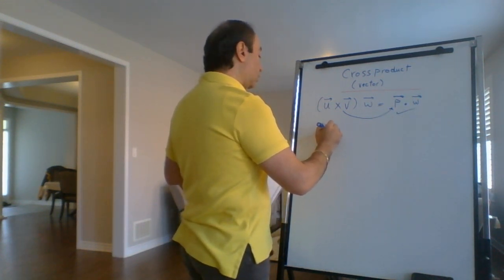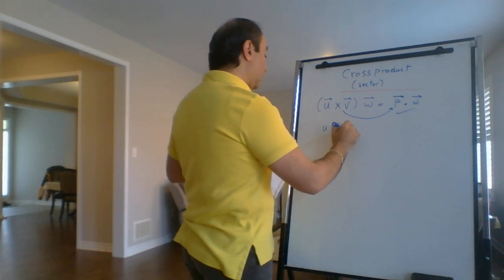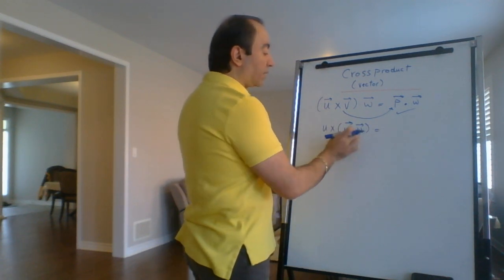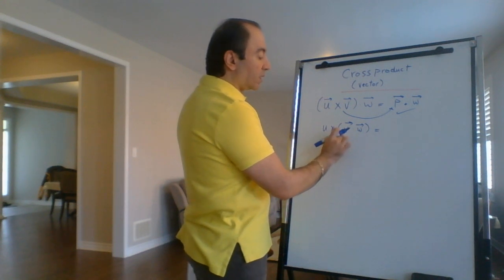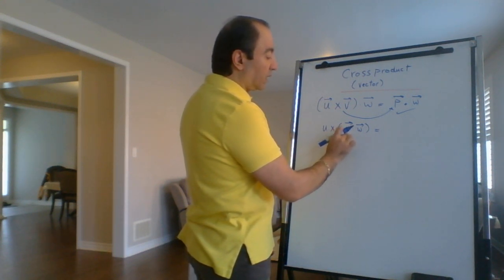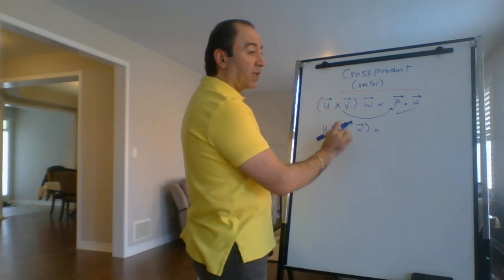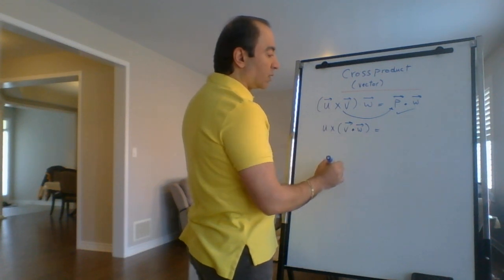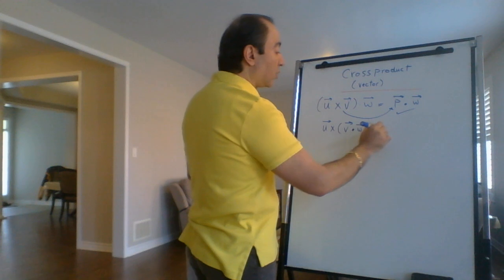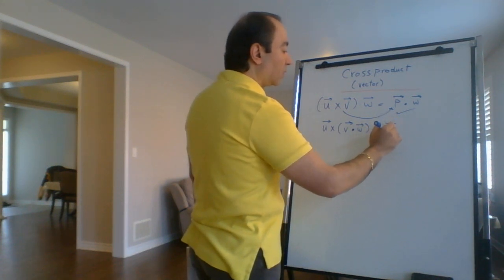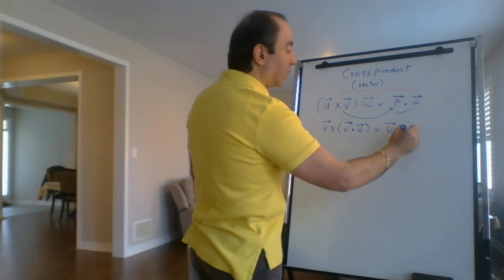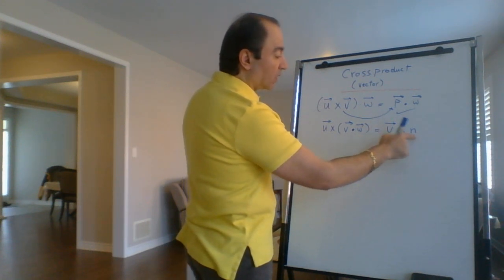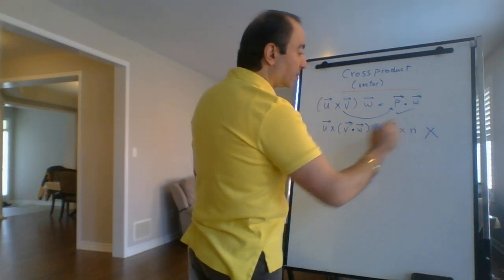Let's talk about u cross product v dot w. In here, I will do v dot w first. What will be the result of vector v dot vector w? It will be a scalar, a number, or a vector? We know that the dot product gave us a number. So can I do cross product of u with a number n? No, because cross product has to be between two vectors, so this is not valid.